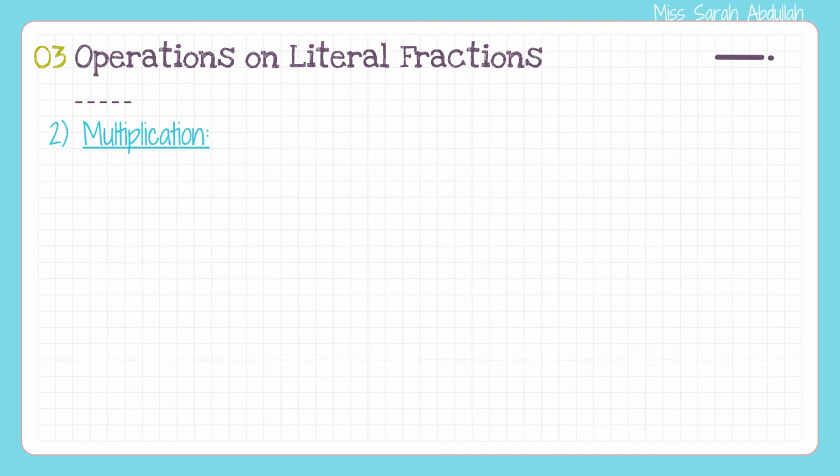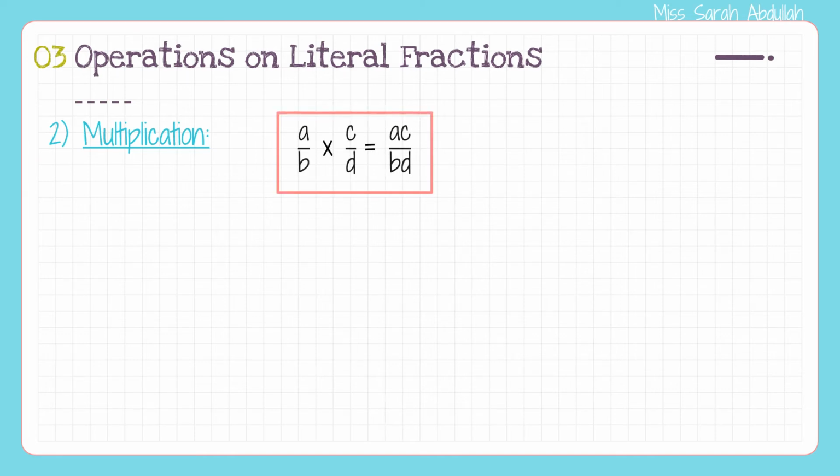Moving on to the multiplication. Guys, addition and subtraction are the most difficult part in this chapter. Multiplication and division are very simple and very easy. Multiplication: if I have a over b times c over d, we multiply the numerators and then put that over the multiplication of the denominators. We don't look at whether the denominators are alike or not. Why? Because it doesn't matter, I will multiply them.